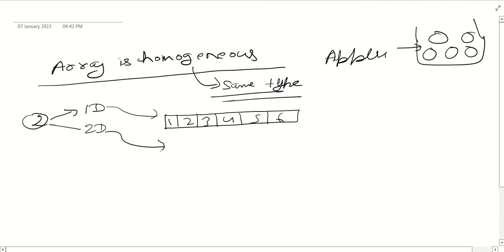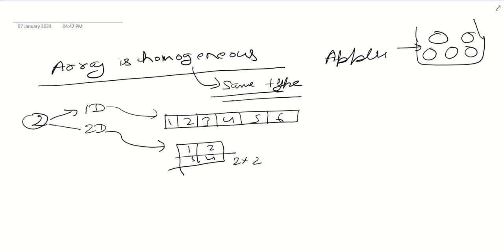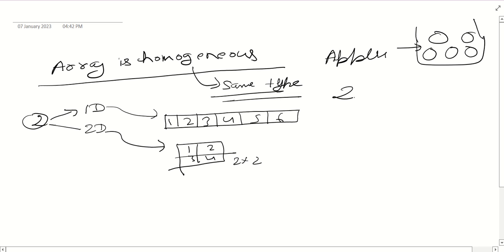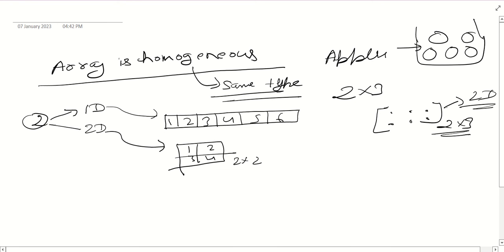Now in a 2D array, we can store the elements in a row and column manner. Let's say I stored 1, 2, 3, 4. It's a 2 into 2 matrix, and then we can store the elements in this manner. Likewise, if we wanted to store a matrix which has 2 rows and 3 columns, it will be something like this, a 2 into 3 matrix. So these are two examples of the 2D matrix.